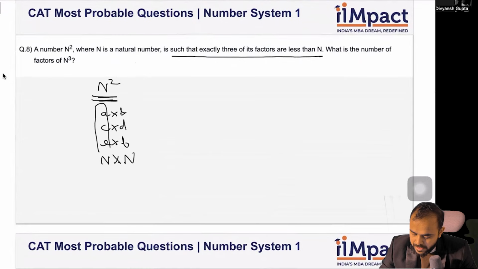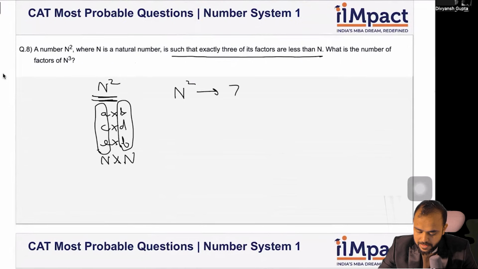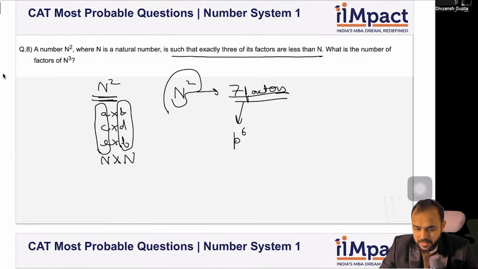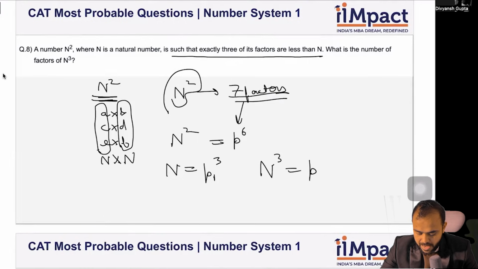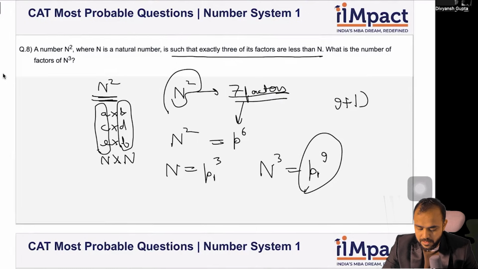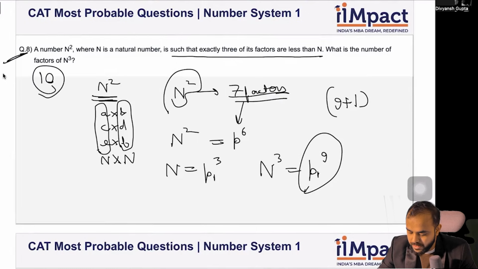Three factors are less than n, which means three factors are also greater than n, which means n square has seven factors. So what are the numbers that can have seven factors and also be a square? The only possible way is if it is p to the power 6. So n square is actually p to the power 6, which means n is actually a prime number cubed, which means n cube is the prime number to the power 9. And the number of factors of this will be 9 plus 1, that is 10. So the answer for question number 8 is 10.